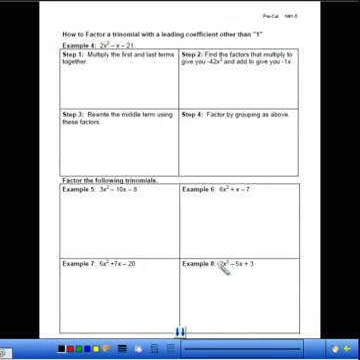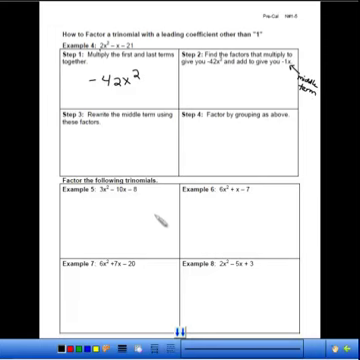Now, what if you have a lead coefficient other than 1? And that's a little tricky, so here are the steps for that. Multiply the first and last terms together. So that's 2x squared times negative 21 is negative 42x squared. Alright, find the factors that will multiply to give you negative 42x squared and add to give you negative 1x. Negative 1x is the middle term. This right here is the middle term. That's where that came from.